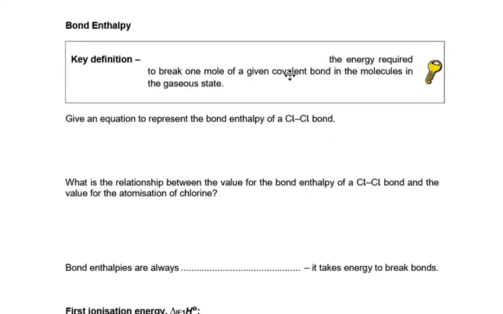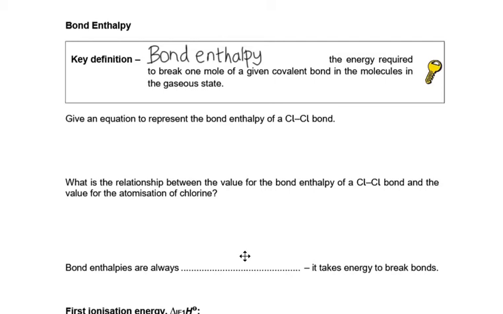Okay, so our next definition is called bond enthalpy. Bond enthalpy can be used in place of atomization sometimes, but not all the time. It can be used in place of atomization where the thing that we're trying to atomize is already a gas in its standard state as an element. Then we could swap it out for bond enthalpy. But the definition is slightly different.